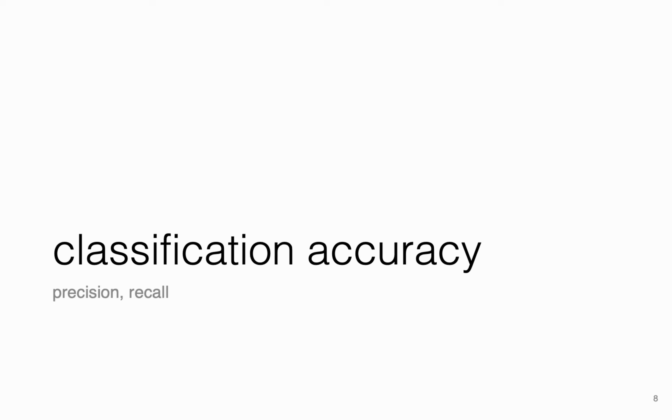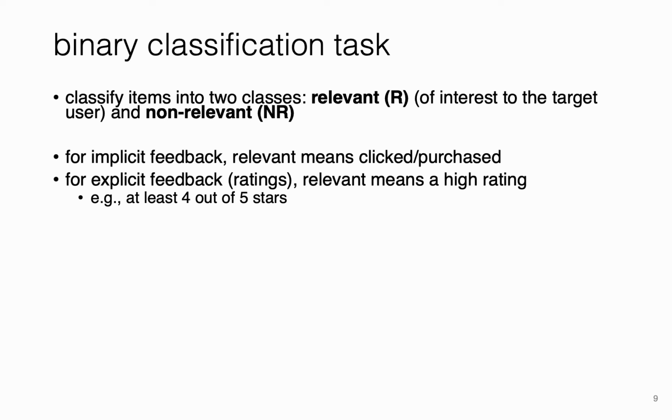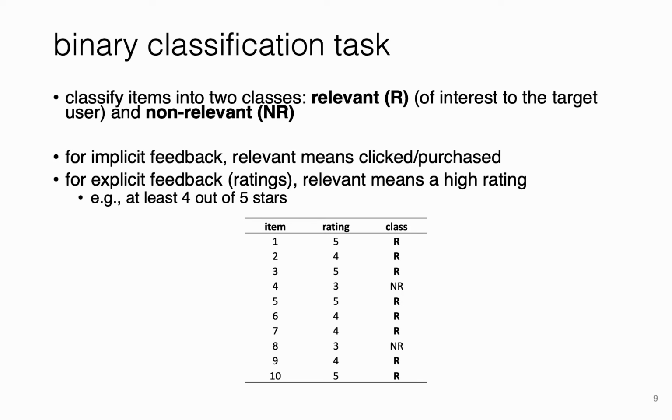Next up is classification accuracy, where we will talk about precision and recall. Here we will treat a recommender as classifying items for its user. An item is either relevant or non-relevant. In the case of implicit feedback, relevant simply means the item is clicked, purchased, viewed, etc. In the case of explicit feedback, relevant means a high rating, like having at least 4 out of 5 stars, and as shown in the table here.